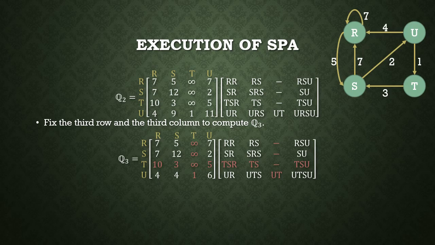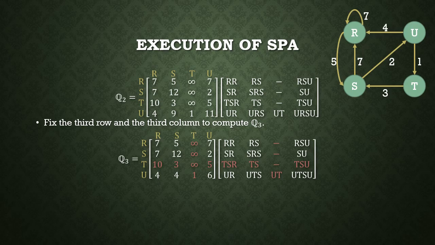The last entry in Q3 is UU. See that the old value was 11. The intersection values are 1 and 5, which will give us 6. Since 6 is smaller, we opt for it.